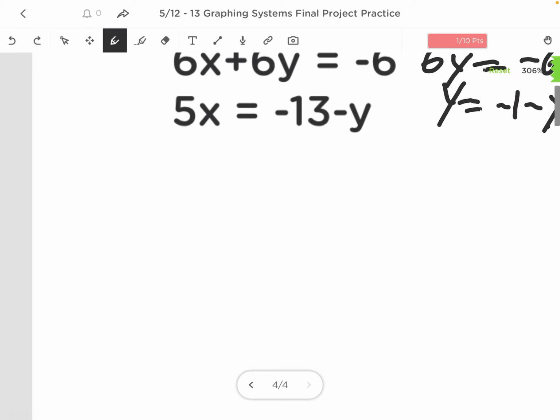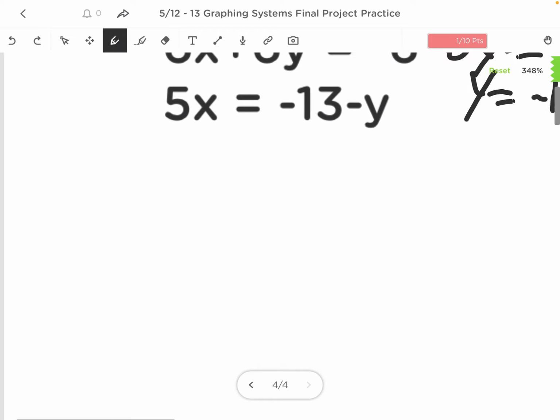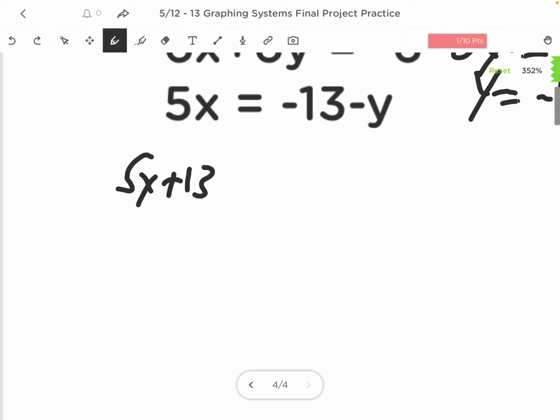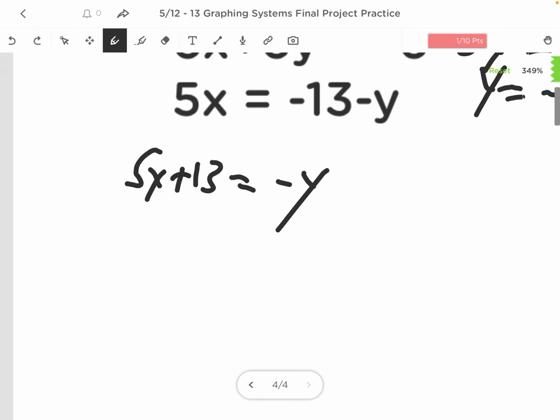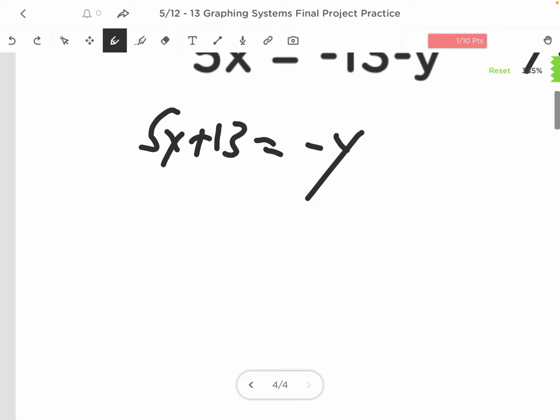For the second equation, you have 5x equals negative 13 minus y. Now we can separate y by itself again. So you have to move negative 13 to the other side by adding 13 to both sides. So we get 5x plus 13 equals negative y. Y is still not by itself, as it is negative, so we can make it positive by multiplying both sides by negative 1. So it will be negative 5x minus 13 equals y. That's for the second equation.